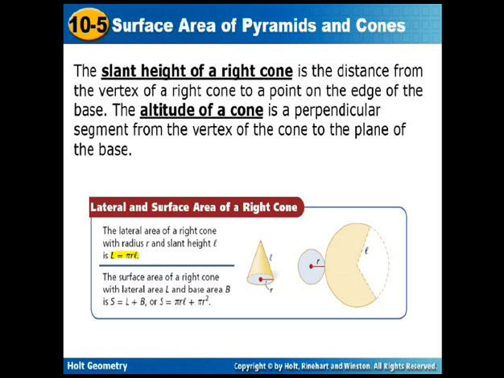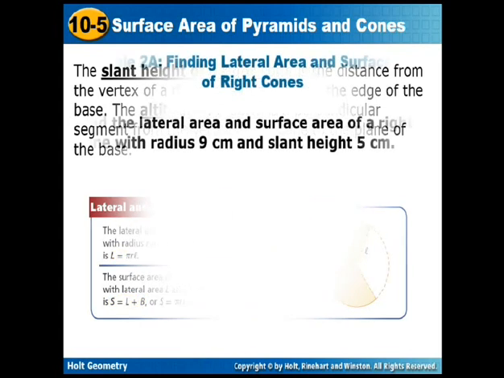The surface area of any right cone is equal to the lateral area again plus the base area, one base area here, which is again pi r L, the lateral area, plus pi r squared, since the area of the circle is pi r squared.